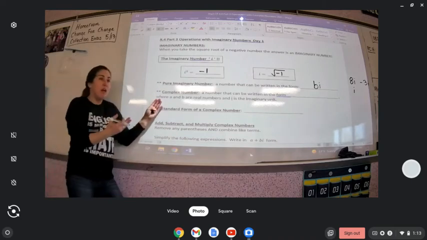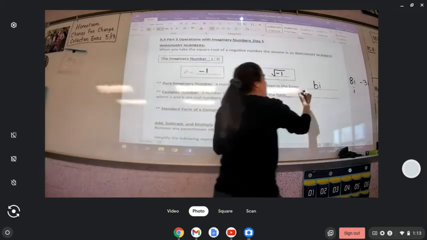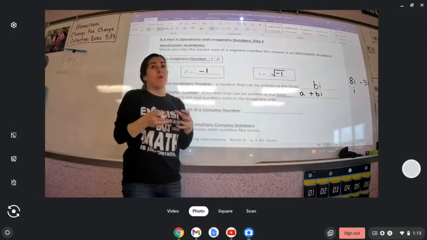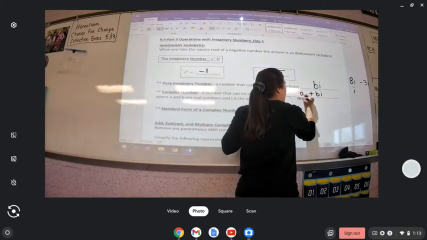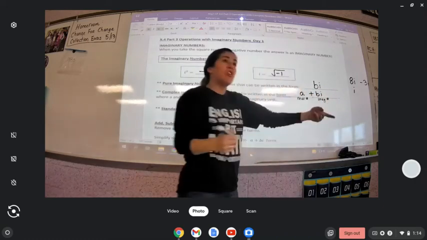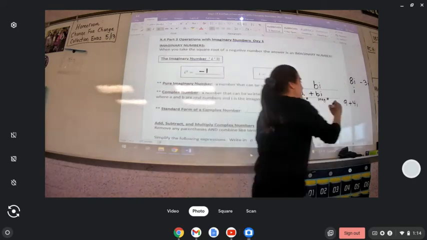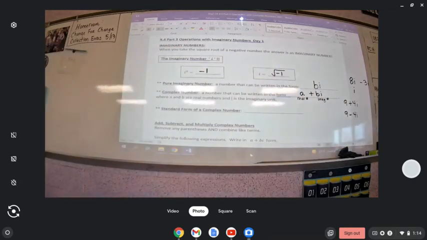But then you could have a complex number, like we saw in the answer to our equation. A complex number is a number that can be written in the form a plus bi, where now it has a separate real number part and a separate imaginary part. So a represents the real number part, and bi represents the imaginary number part. When we solved that quadratic equation today, and we got 9 plus 4i as our answer, and 9 minus 4i as our other answer, those are complex, because they have a real number, 9, and then a separate imaginary part, 4i and -4i.